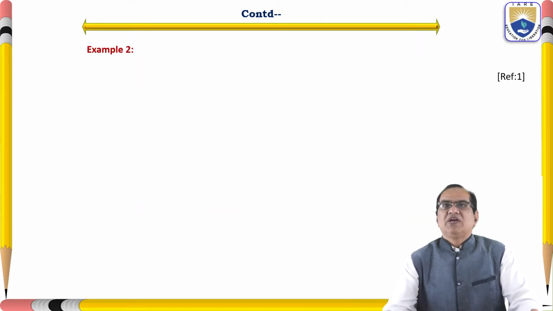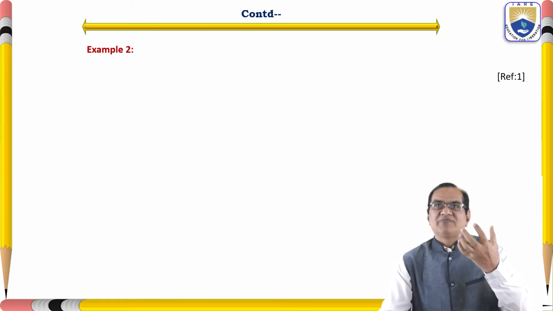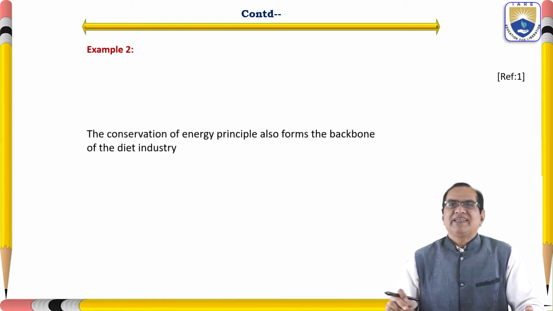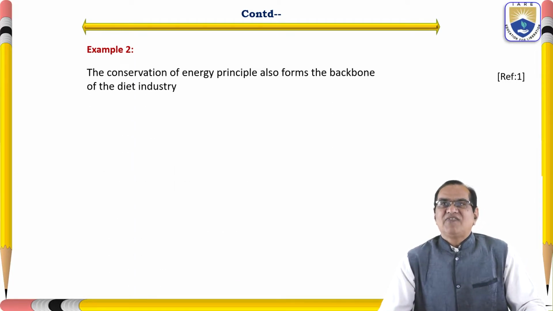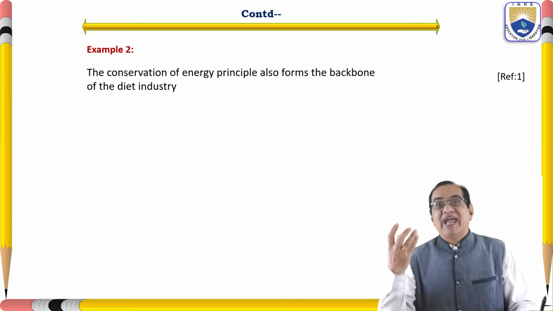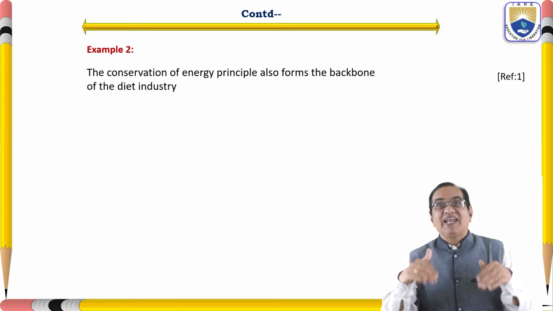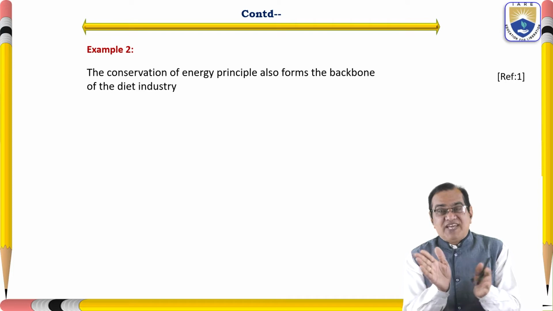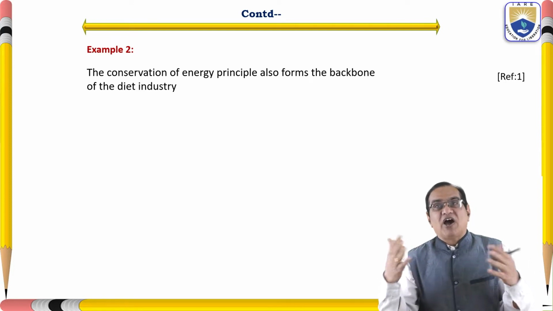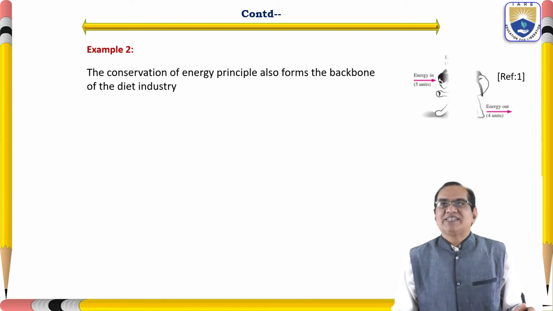Now I will take the second example. First I took the rock falling from the cliff. Now the second example: the conservation of energy principle also forms the backbone of the diet industry. Some people are very fat, some people are very thin. So how will your diet be controlled? There also it is how much you take in and how much you output. If there is an imbalance, where the input is more than the output, then you will get fat. So in the diet industry it is nowadays very useful.